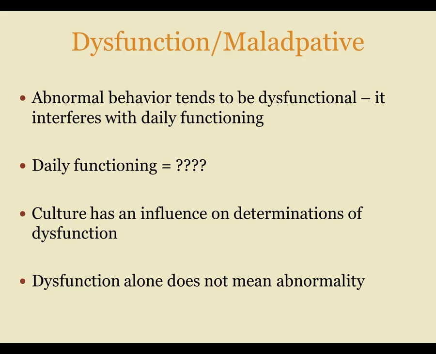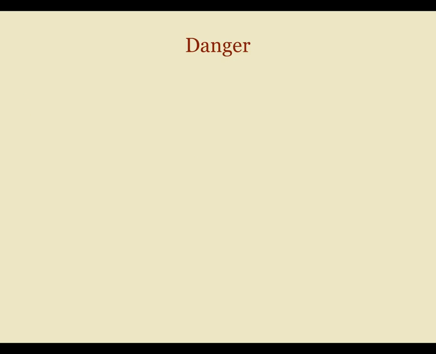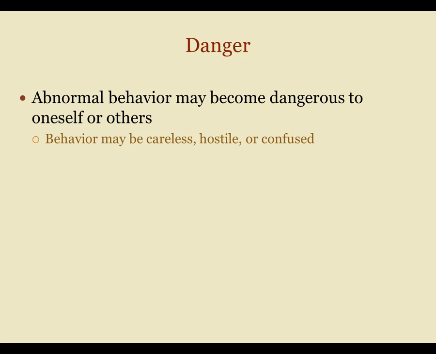Now we have 3Ds, deviance, distress, and dysfunction. We have a 4th D, and this 4th D is danger. Because oftentimes when somebody does not have that perspective of self, where they might not be experiencing distress, chances are they might be dangerous to others. When we talk about this, we'll think about individuals who are psychotic, individuals who have antisocial personality disorder. We could also talk about borderline personality disorder. We might even talk about some schizophrenics.